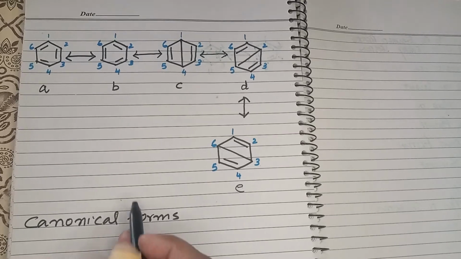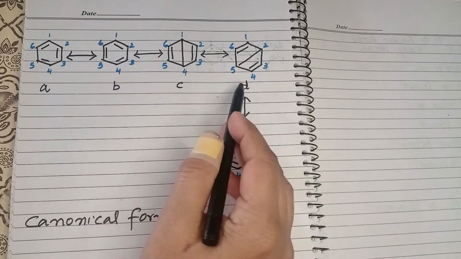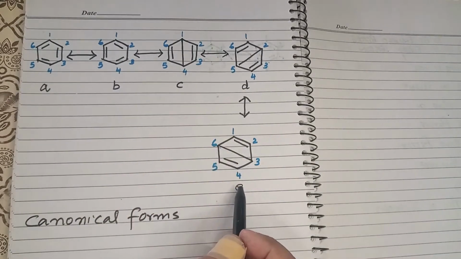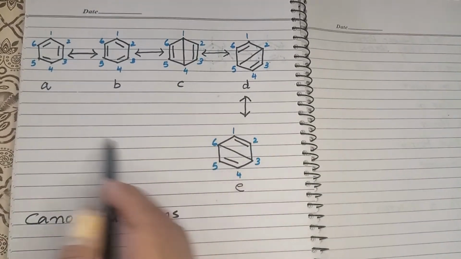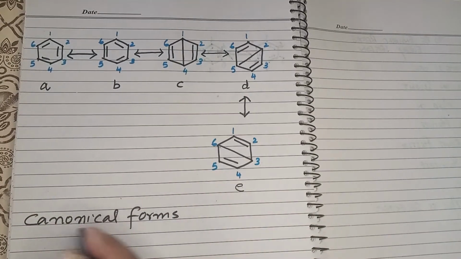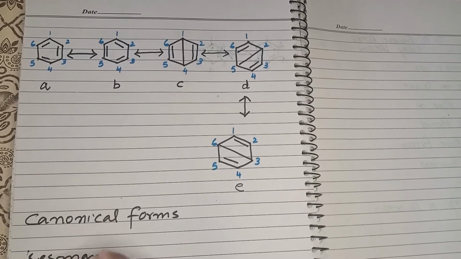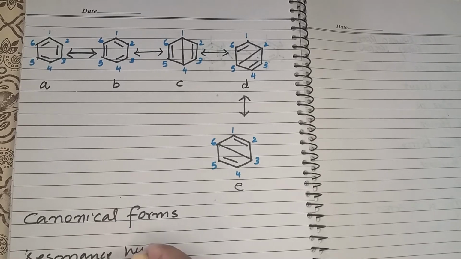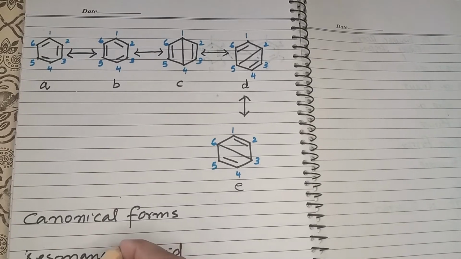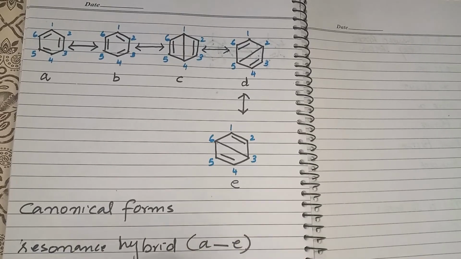The actual structure of benzene is the resonance hybrid of all these 5 structures, that is A to E, these canonical forms. So the actual structure of benzene is a resonance hybrid of all these canonical forms.